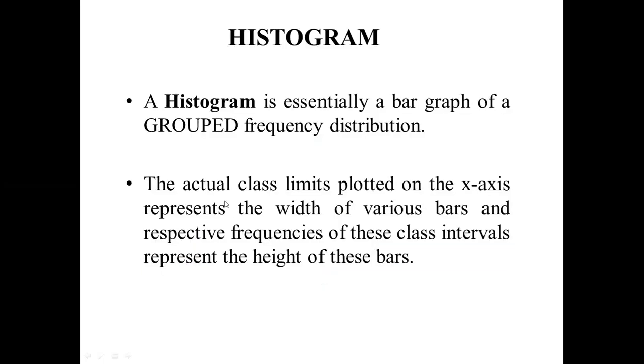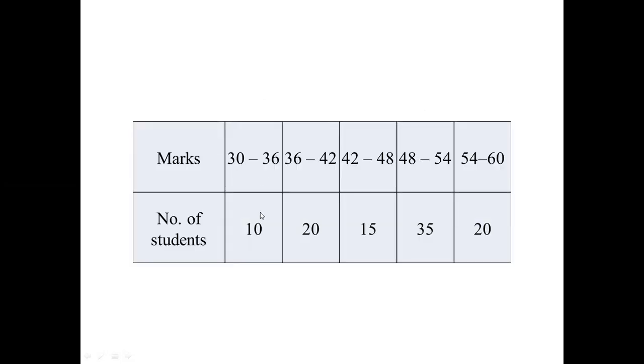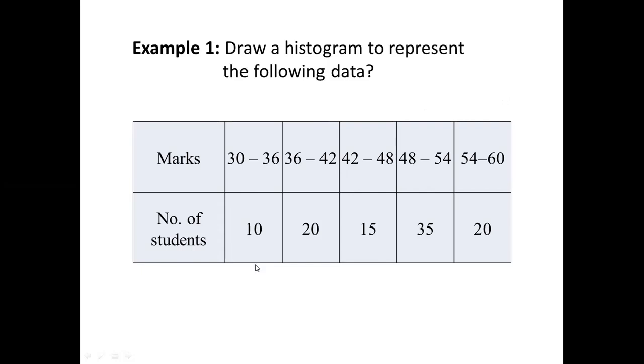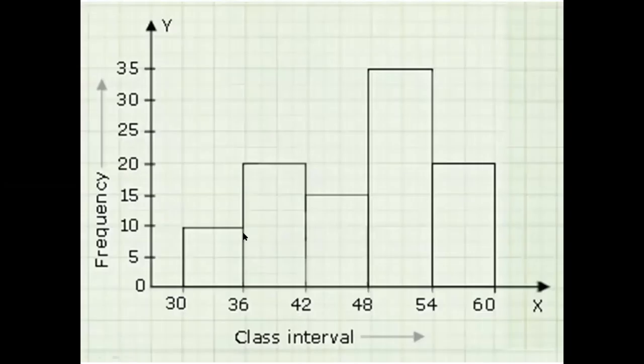Now let us see what are the other things that we need to understand from this. So we have understood what is the grouped frequency distribution. Here there are groups, that is why it is called a grouped frequency distribution table. Now let us see how the graph looks. This is how your histogram looks like.